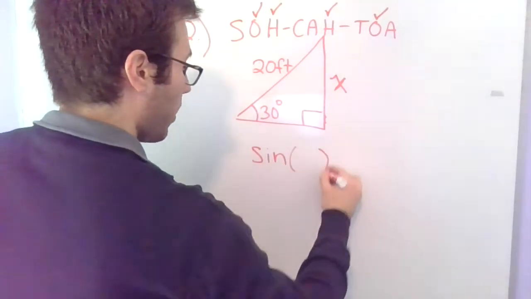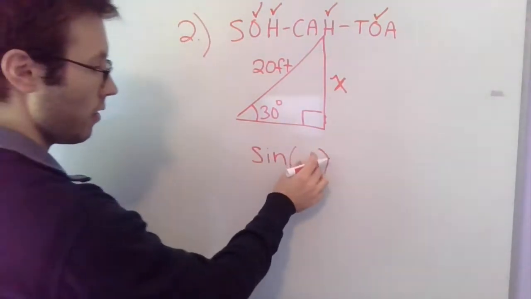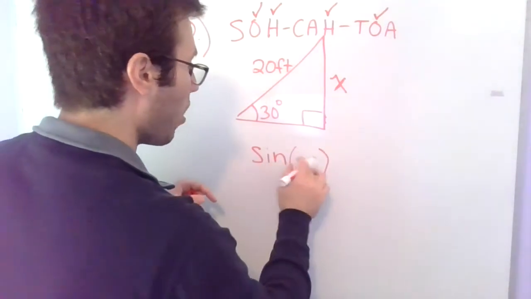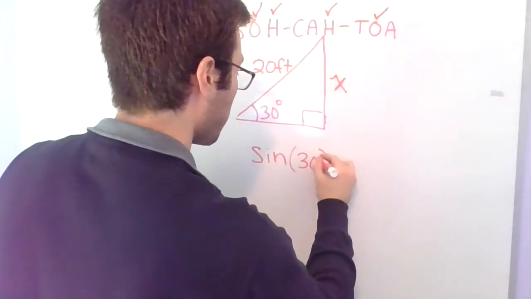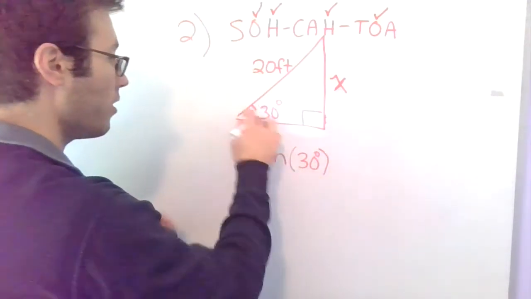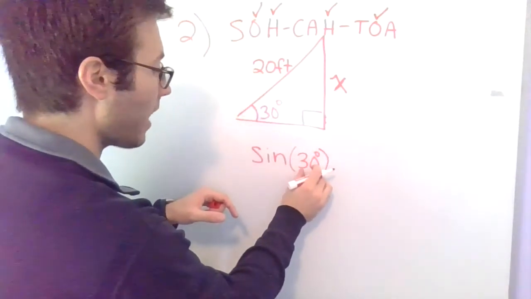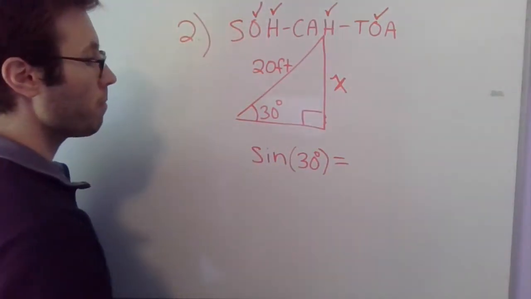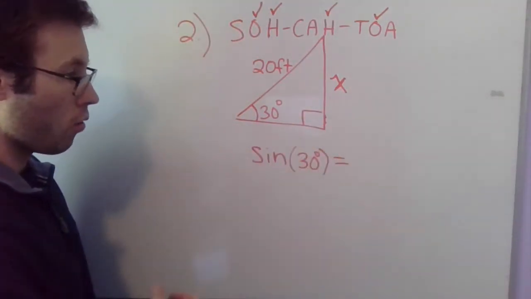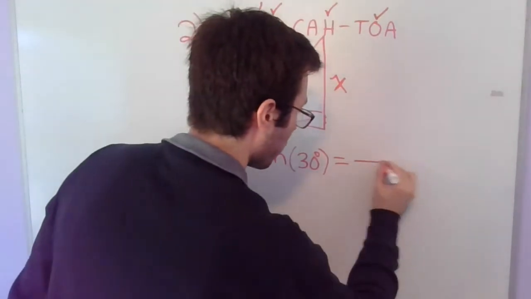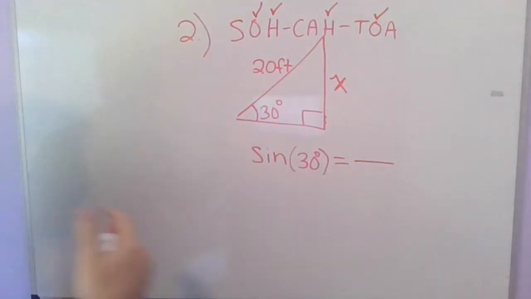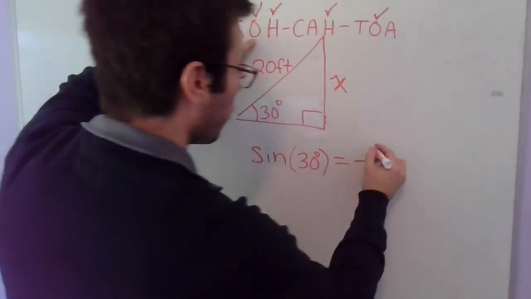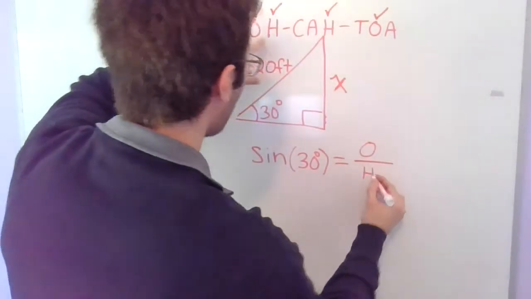Put parentheses around it. It's a good habit: it's not sine times this, it's sine of this angle. So this is a specific number right here, sine of 30 degrees. Always put the angle inside that. All right, sine of 30 degrees is equal to opposite over hypotenuse. Over means it's a fraction. Look above: this is the O, opposite over the hypotenuse.